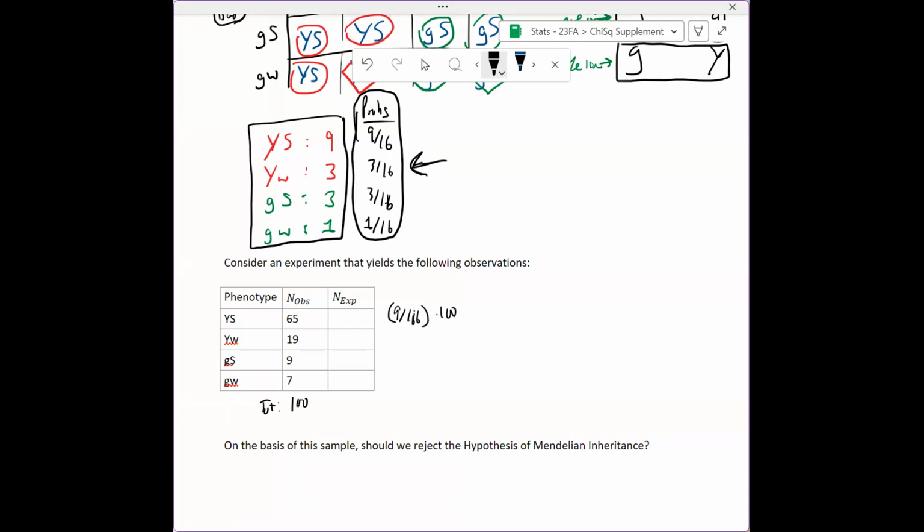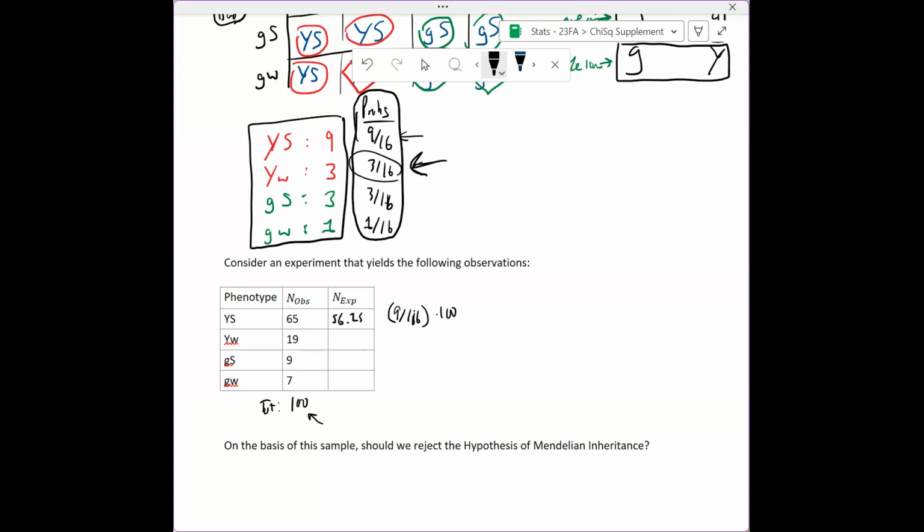times 100 for the frequency for yellow smooth, right? 9/16 times 100, that should be the number of yellow smooths, which would be 56.25. Now, just a note, of course, we're never actually going to get exactly 56.25 plants that are yellow smooth. We might get 56 or 57, not 56.25. But in this expected frequency distribution, it's fine to not have round numbers, right? We just put the 56.25 in there and leave it at that.